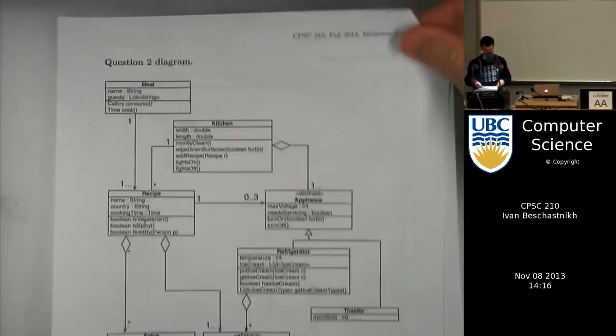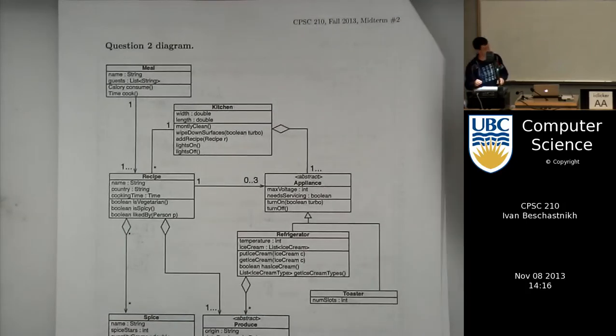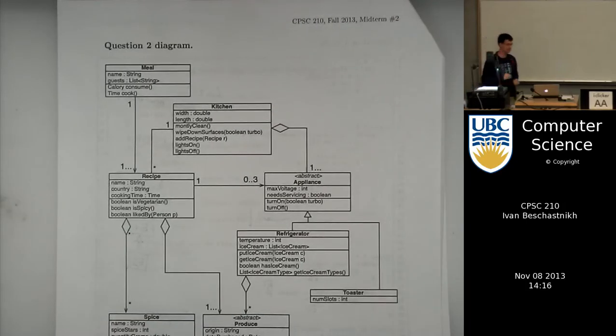Question number 2. Question 2 had to deal with the UML diagram, but in a fun way. We didn't have you draw the diagram. We didn't have you extract it, which is what you were practicing. Instead, we had you come up with code for the UML diagram, right? Which is kind of the inverse exercise.